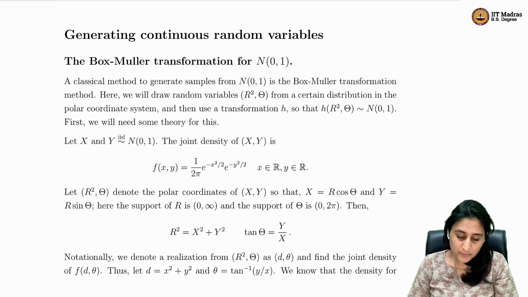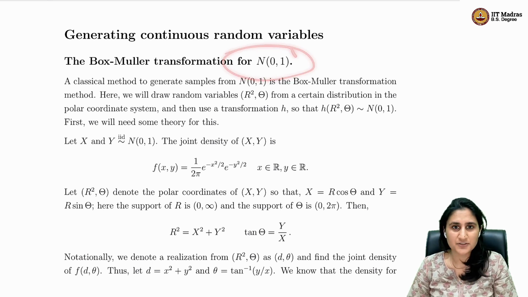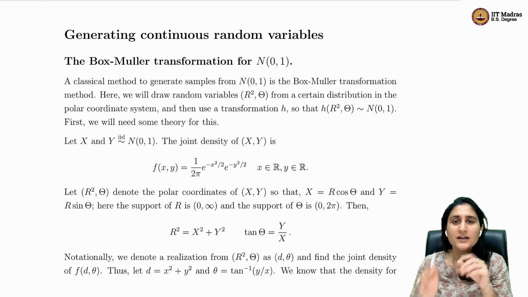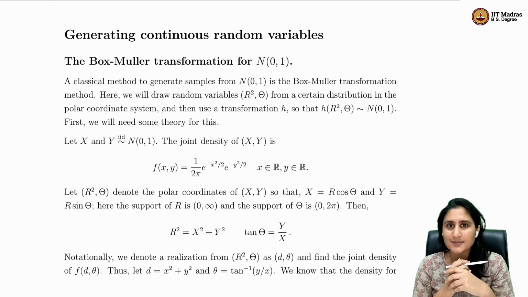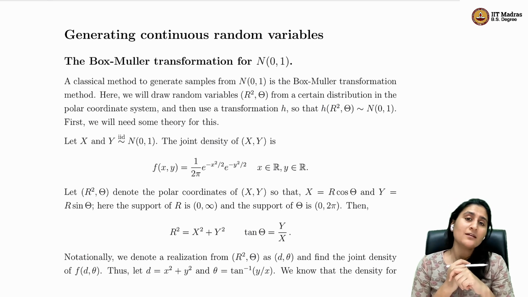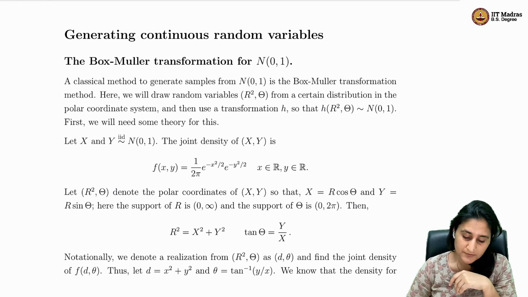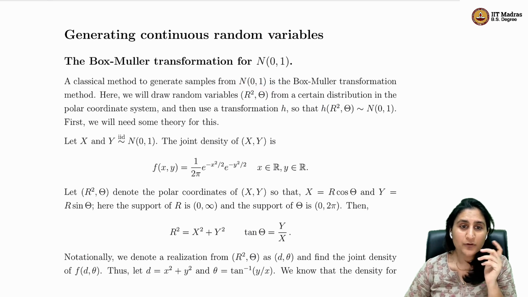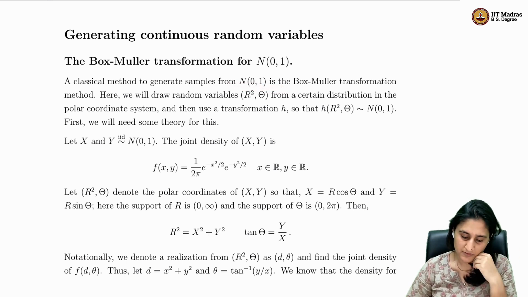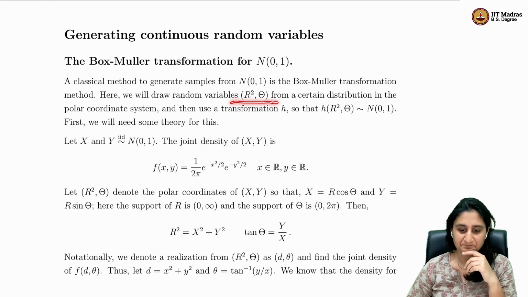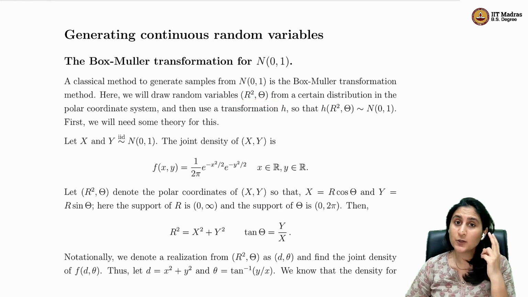Now what we're going to be doing in this video is studying a particular, specific kind of methodology to generate draws from a standard Gaussian random variable, or standard Gaussian distribution. This method works a little differently from the ones we've studied, like the accept-reject algorithm. In order to generate samples from normal 0, 1, we are going to draw some random variables which we're going to call R squared and theta, so we generate two random variables.